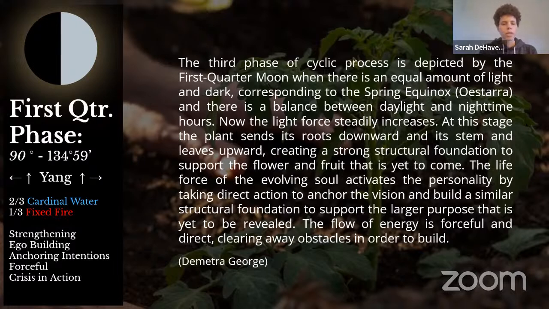All right, Dimitri George, what do you got to say? The third phase of the cyclic process is depicted by the first quarter moon, when there is an equal amount of light and dark corresponding to the spring equinox. And there is a balance between daylight and nighttime hours during this point. Now the light force steadily increases. At this stage, the plant sends its roots downward and its stem and leaves upward, yang energy, right? Creating a strong structural foundation to support the flower and fruit that is yet to come.